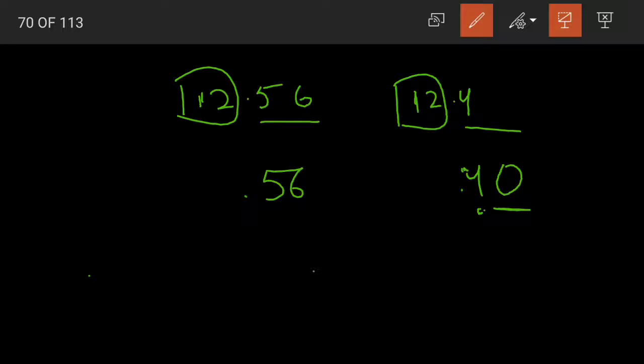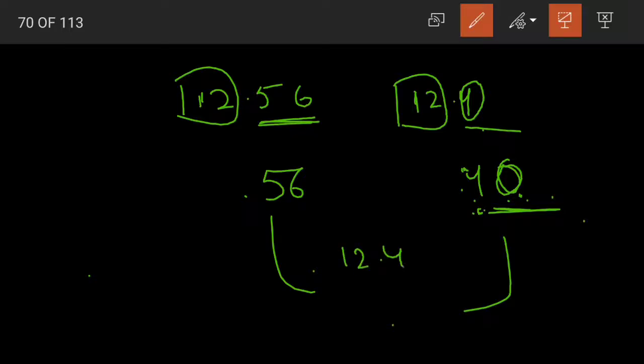Understood? What did we do here? Here we had only one decimal place, that is 4. Yes, and as 12.56 has 2 decimal places, for the purpose of comparison I am making this also into a 2 decimal place number by adding a 0 at the end. 12.40 is nothing but 12.4, children. 012 is equal to 12.